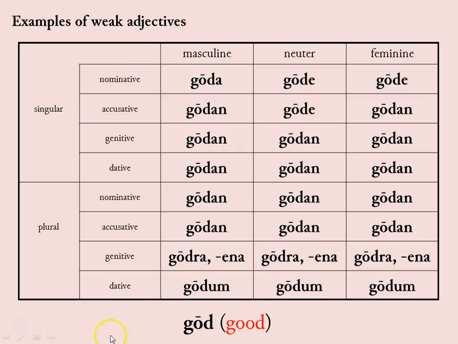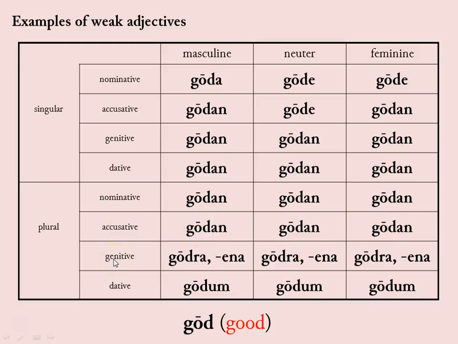Some examples of weak adjectives. The word gōd, good, as a weak adjective. We'll also have a look at it later on in the next video as a strong adjective. The nominative case, masculine, is gōda. The neuter nominative is gōde. The feminine nominative is gōde. The accusative, and this is all the singular here, in the masculine, gōdan. In the neuter, gōde. Feminine, gōdan. In the genitive and in the dative, for all genders, masculine, neuter and feminine, it is gōdan. In the plural, nominative and accusative, it is for all genders gōdan.